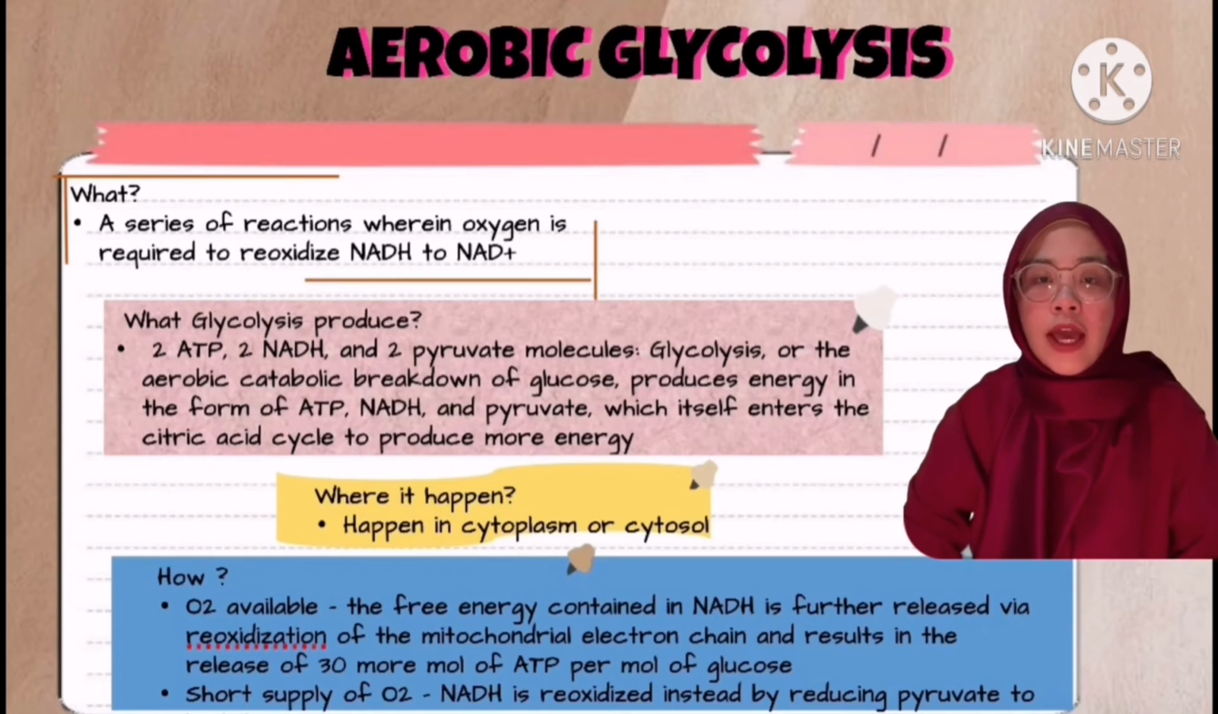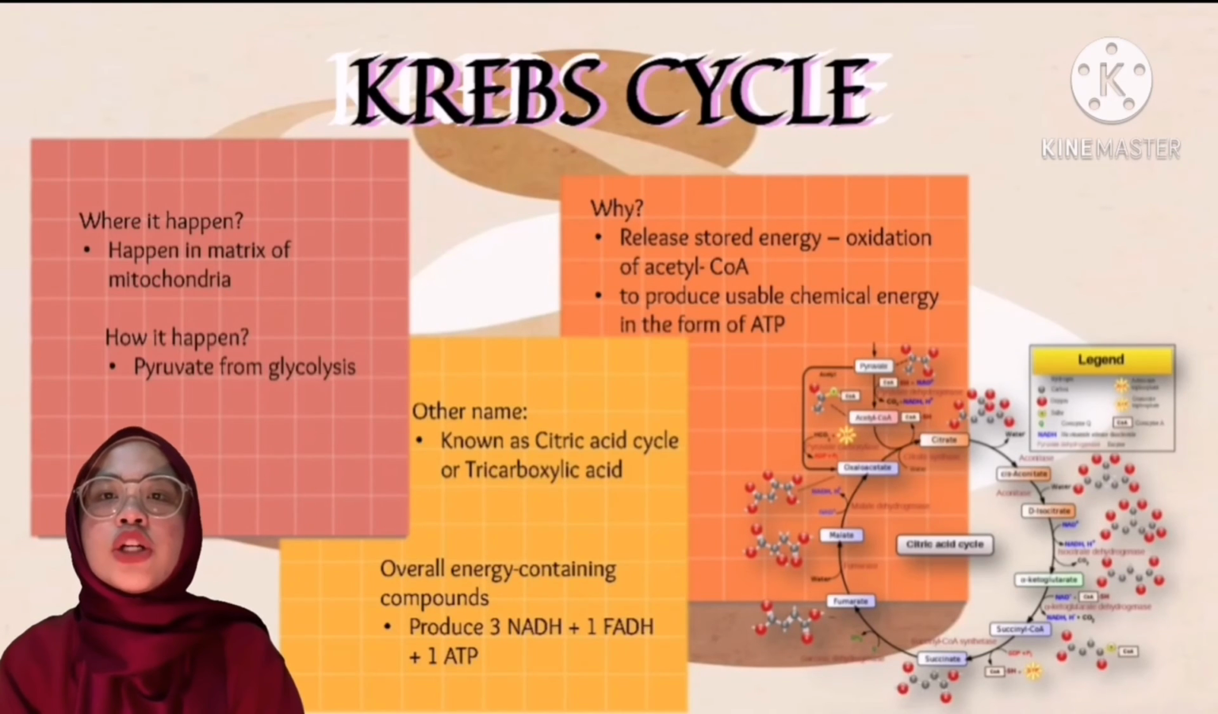How does it happen? If oxygen is available, the free energy contained in NADH is further reduced via reoxidation in the mitochondrial electron chain and results in the release of 30 mol of ATP per mole of glucose. If there is a short supply of oxygen, NADH is reoxidized instead by reducing pyruvate to lactate. Let's move on to the Krebs cycle.